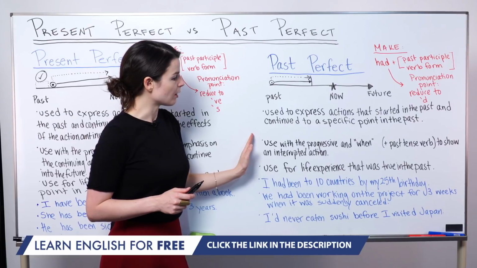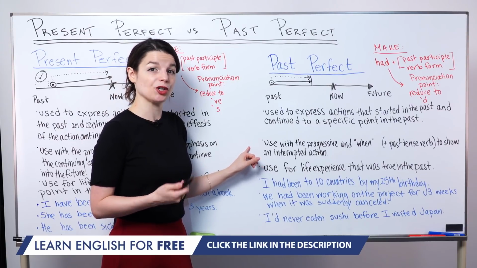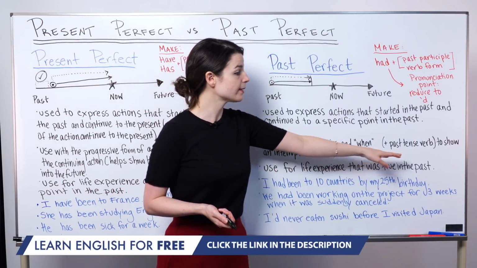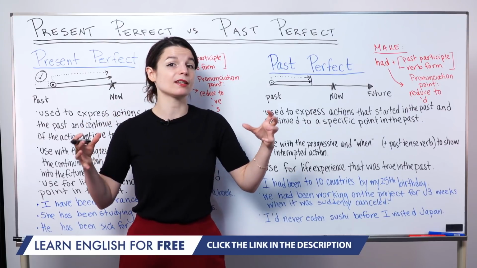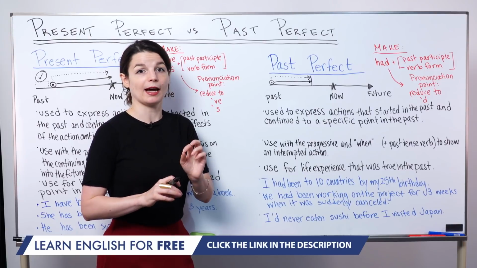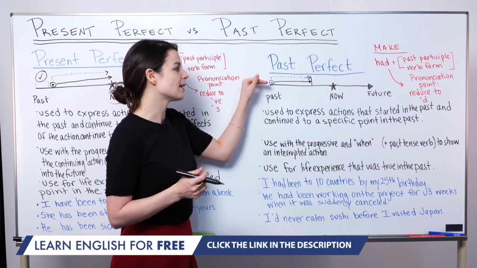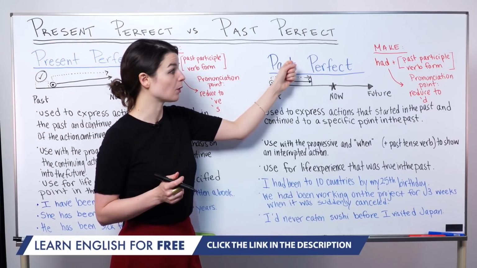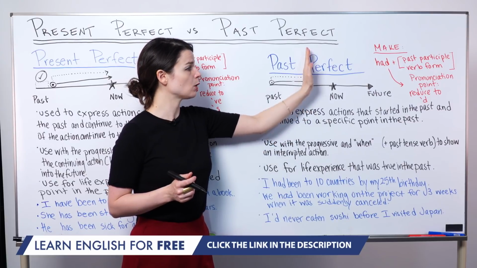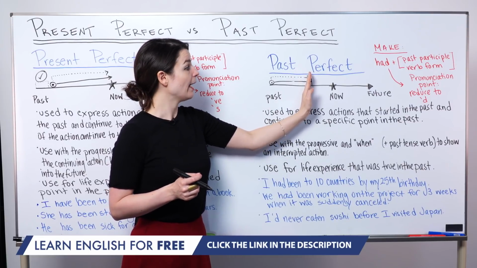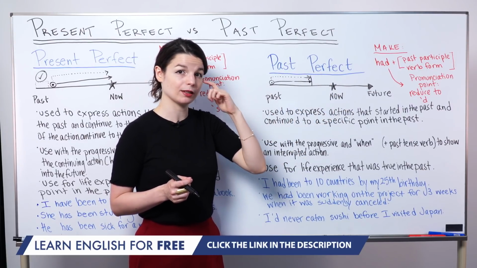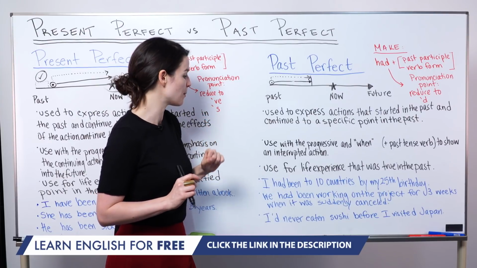We can use past perfect with the progressive, again, the ing form of a verb. We tend to use this with when plus a past tense verb, like a clause that uses a past tense verb. And we do this to show an interrupted action. So the image here is an action is continuing, continuing, continuing, and we use past perfect to describe that action. Something happens, we use when to mark that point, and then we add a past tense verb clause to show the thing that happened. So again, I'll show an example of this in a moment.